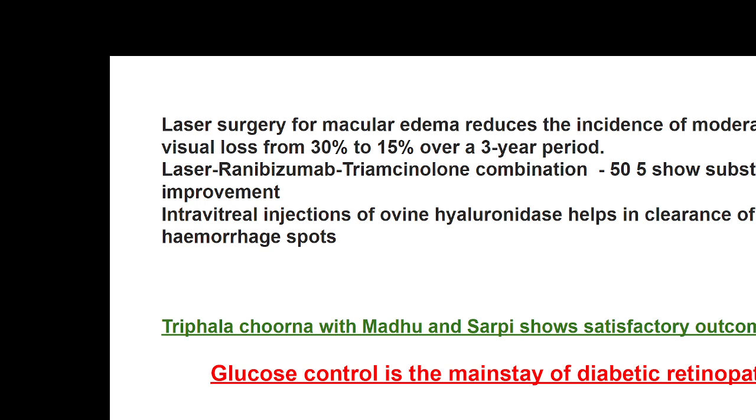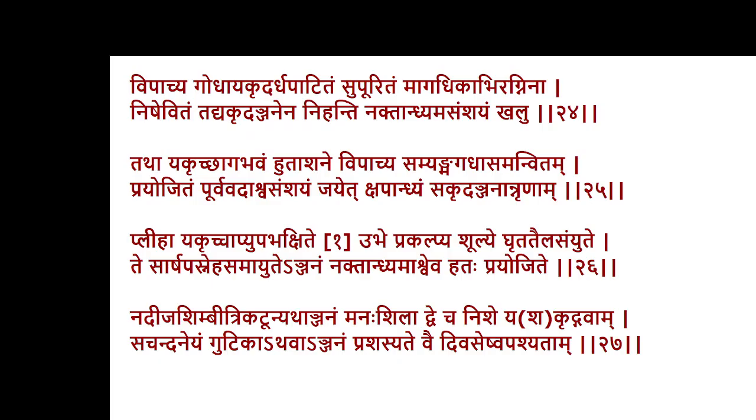The other protocols are targeted drugs like ranibizumab or triamcinolone, which is also an immunosuppressant drug, and they show substantial improvement in 50% of the patients. Intravitreal injections of hyaluronidase are another treatment option to clear the hemorrhage spots. As far as our routine clinical practice, in patients of diabetes mellitus with retinopathy signs, one of the preventive measures I would suggest is Triphala with Madhu and Sarpi at night, which can give a somewhat better, satisfactory outcome, in the sense that the complications can be postponed. I don't say that it can be reversed, but the complications in the retinopathy can be postponed, a simpler treatment. So that's about one of the conditions, Dhumadarshi.